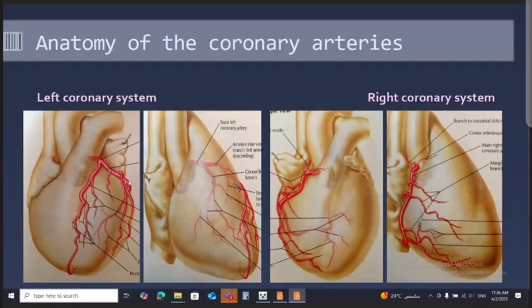The left circumflex artery runs in the left AV canal between the left atrium and the left ventricle, supplying multiple branches on the lateral wall of the left ventricle. These branches are named obtuse marginal branches and numbered 1 and 2, OM1, OM2, OM3, and so on. Sometimes we have an early branch here from the left circumflex artery named the high lateral branch. The circumflex artery continues to reach the lateral wall of the left ventricle, then the inferior surface of the left ventricle, where it ends by supplying the posterolateral branches.